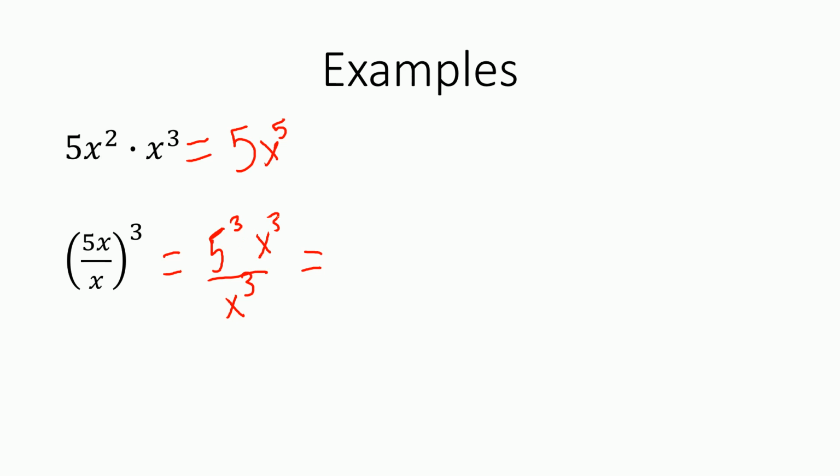Well, x to the third and x to the third are going to cancel. I'm not even going to do a quotient property on that one. I know they're going to cancel. And then 5 to the third is 5 times 5 times 5. I know that's 125. So I can just rewrite that as a number.